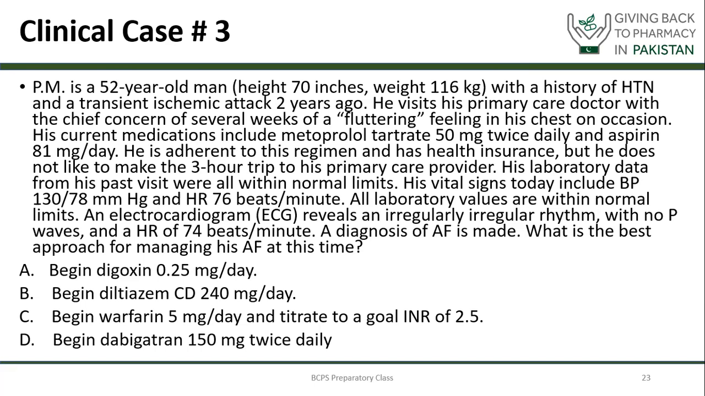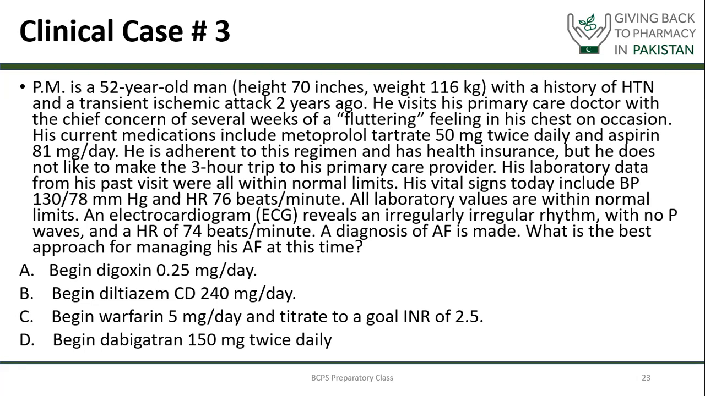His vital signs today include BP 130 over 78 millimeter mercury, heart rate 76 beats per minute. All laboratory values are within normal limits, and electrocardiogram (ECG) reveals an irregular rhythm with no P waves and heart rate of 74 beats per minute. A diagnosis of atrial fibrillation is made. What is the best approach for managing his atrial fibrillation at this time?